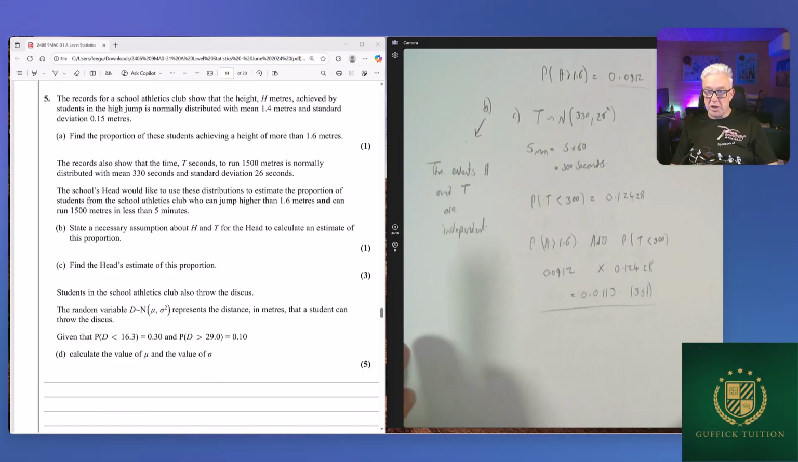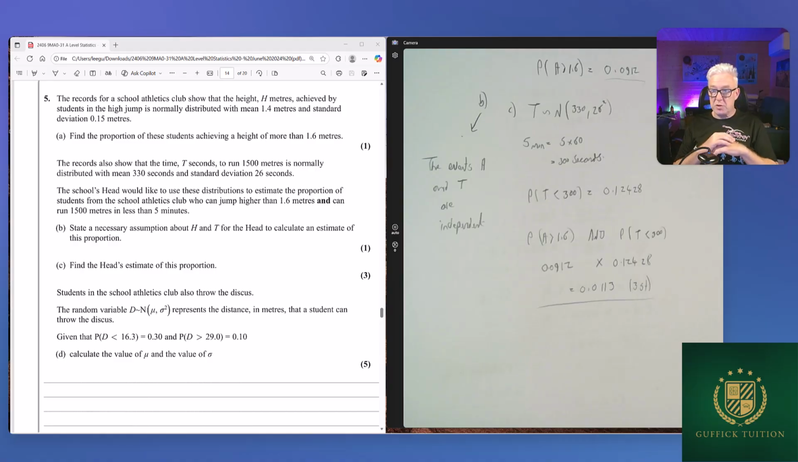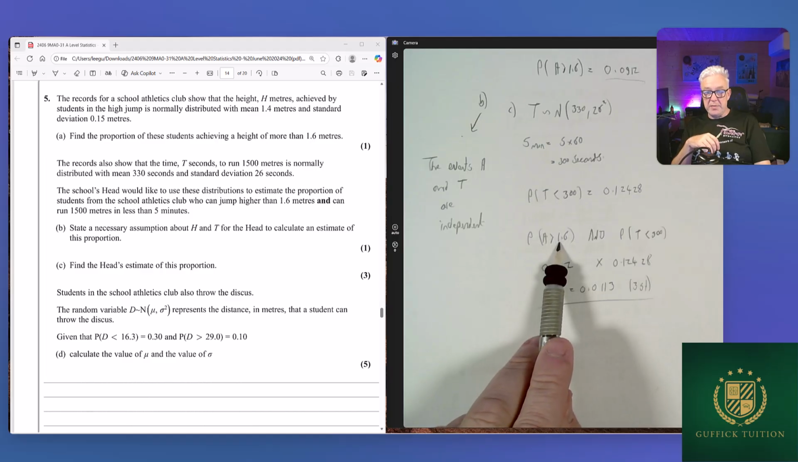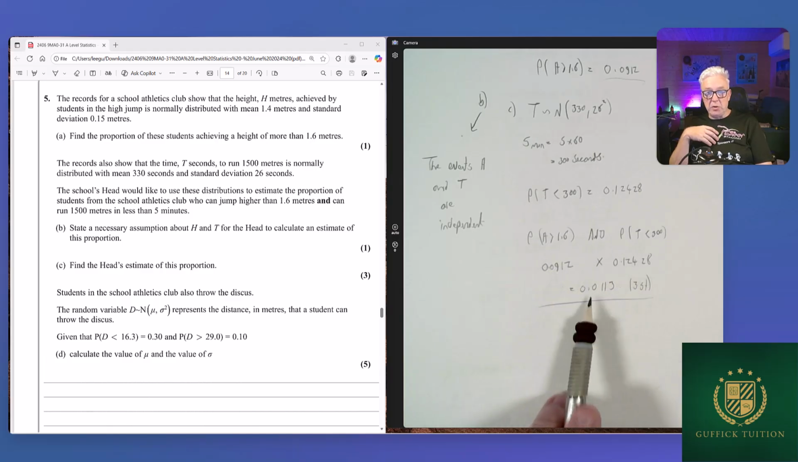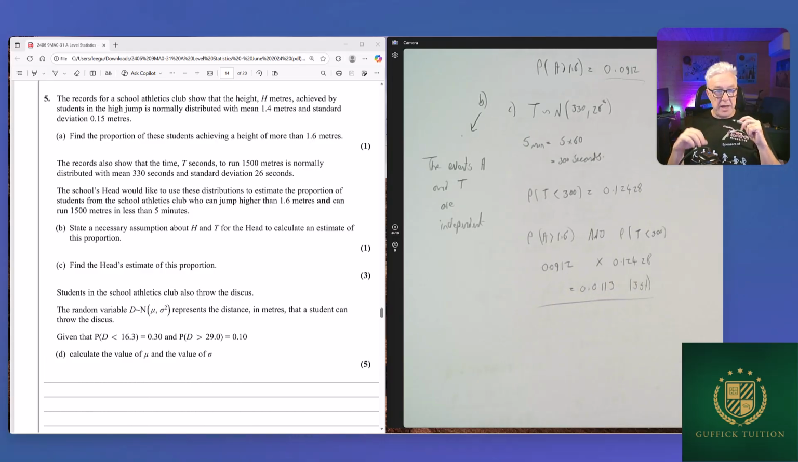So again, we're just going to put that into our calculators for the normal distribution, and we're going to get 0.12428. Now, because they've put the word and in bold, remember when you hear the word and in probability, it means you need to multiply the two results. So the students who can do the 1.6 meters and run the 1,500 in less than 300 seconds are the two probabilities multiplied together. Okay, so that's our answer to part C.